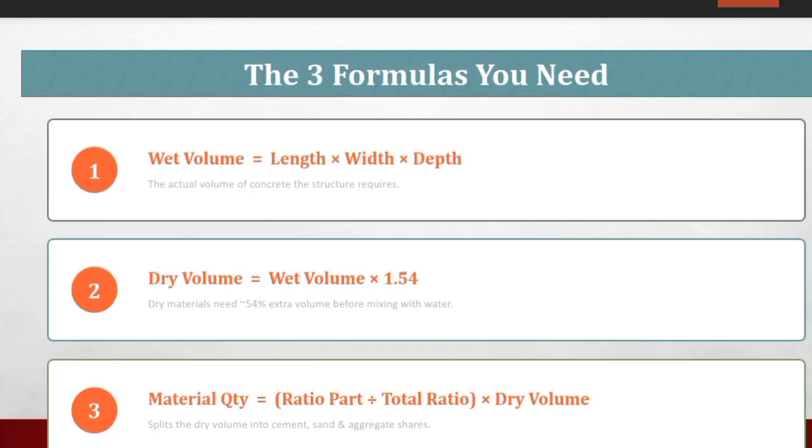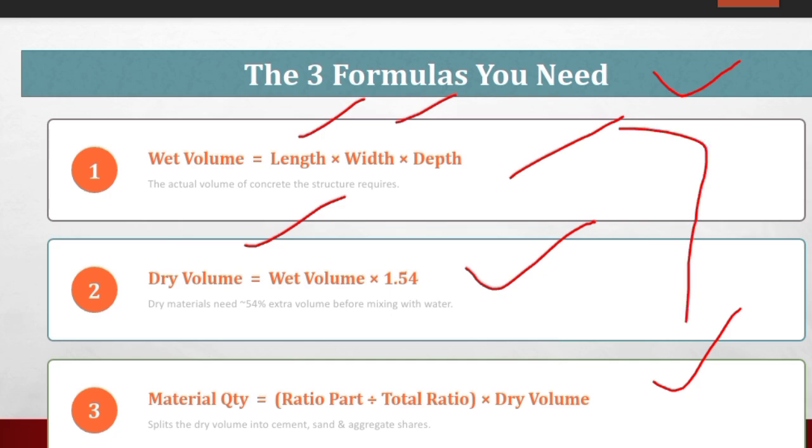The three formulas you need. The first, we calculate wet volume. For wet volume, there is length, width, and depth. The second is dry volume. We take the wet volume multiplied by 1.54, that is a coefficient or fixed factor for dry volume. The third one is material quantity. To find the material quantity, ratio of the part divided by total ratio multiplied by dry volume. These three formulas are used to calculate concrete material.